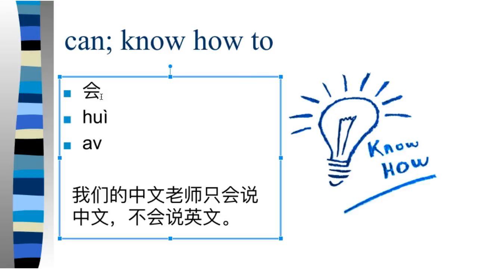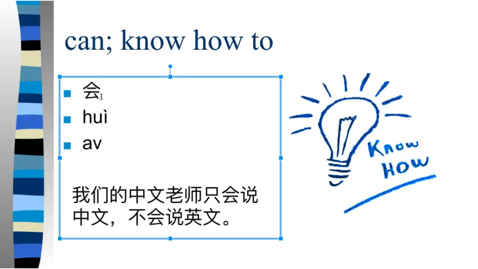This 会 is actually an important grammar structure and particle. It means to know how to do something. So if I want to ask you, do you know how to do something or not? I'd ask you, 你会吗? 你会不会? Do you know how to speak Chinese? 你会说中文吗? Do you know how to speak English? No, I don't know how to speak English.